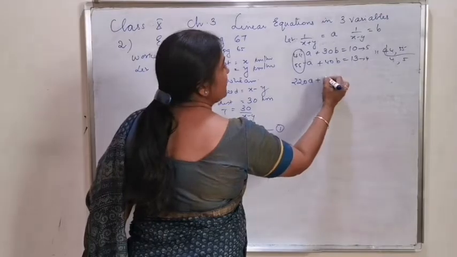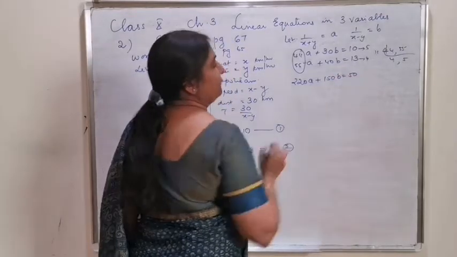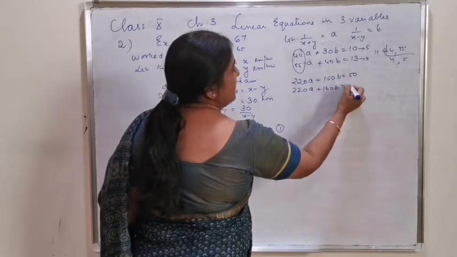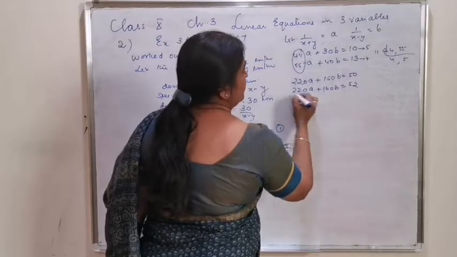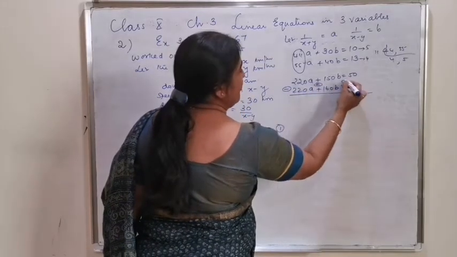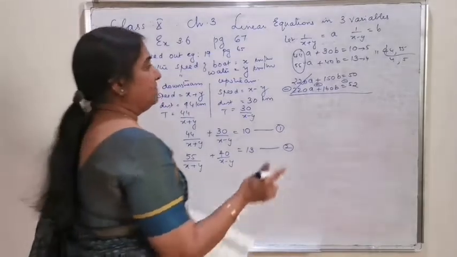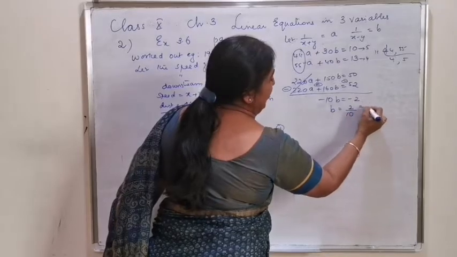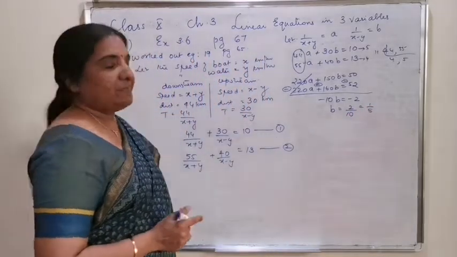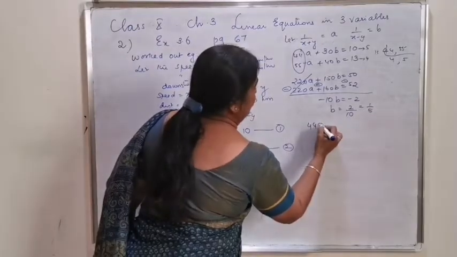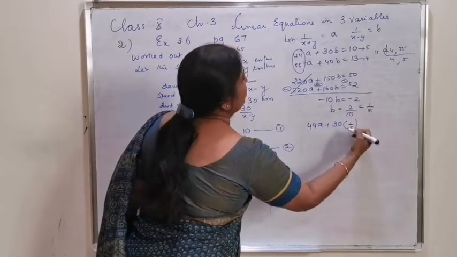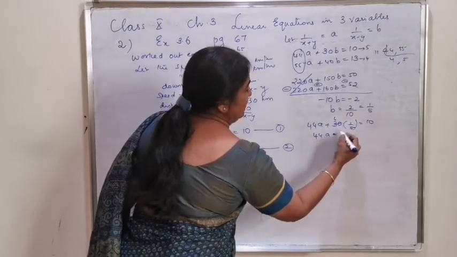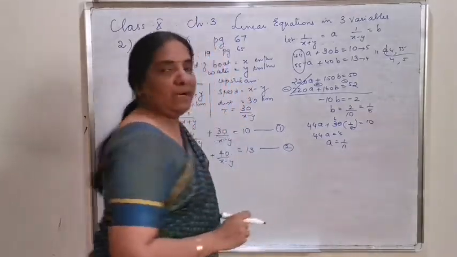220a plus 150b is equal to 50. 220a plus 160b is equal to 52. Subtracting, minus 10b is equal to minus 2, or b is equal to 2 by 10 or 1 by 5. Substituting 44a plus 30 into 1 by 5 is equal to 10. 44a is equal to 4, a is equal to 1 by 11.